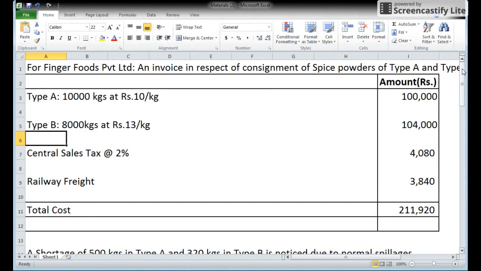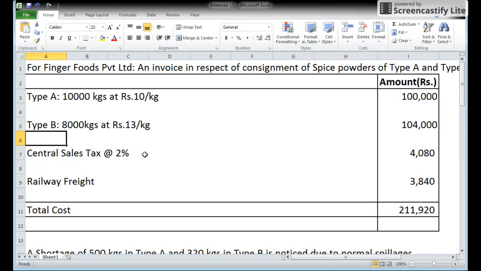Let us try to decode and understand the meanings of each of the line items given here on the question. The purchase cost of type A and type B spice powders are straightforward and fairly simple. Then comes an item called central sales tax. What is central sales tax?